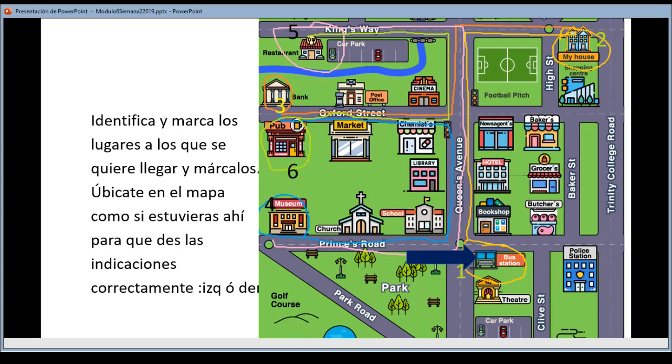For example, we have the park, the theater, the bus station, the police station, the butchers, the bookshop, the hotel, the grocers, the bakers, the news agents, the football pitch, my house. Over here we have the restaurant, the bank, the post office, the cinema, the pub, the market, the chemist, the library, the school, the church, the museum, and the golf course.